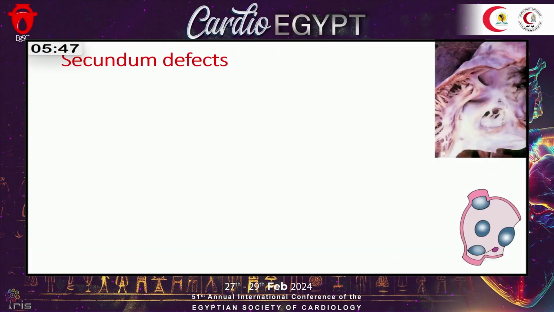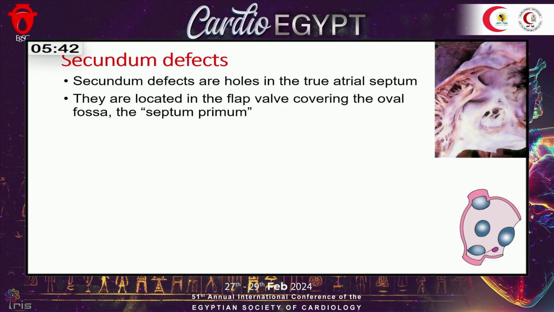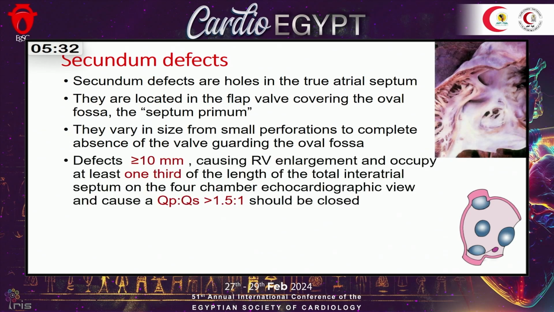The second type is secundum defects. The secundum defects are holes in the true atrial septum. They are located in the flap valve covering the oval fossa, the septum primum. They vary in size from small perforations to complete absence of the valve guarding this oval fossa.